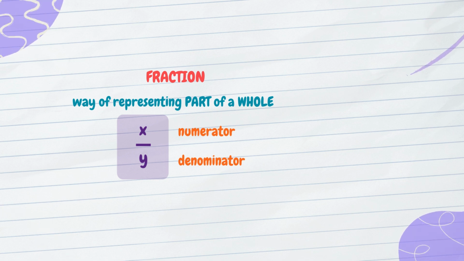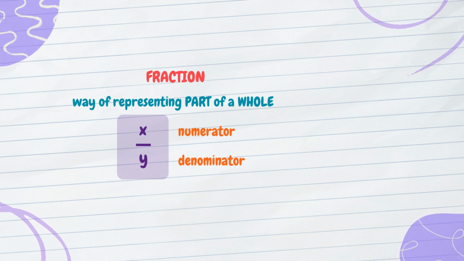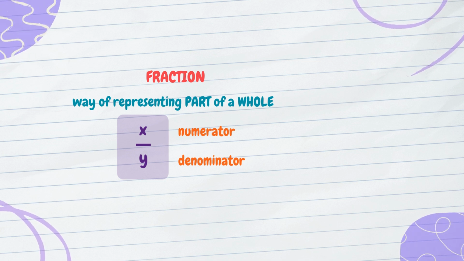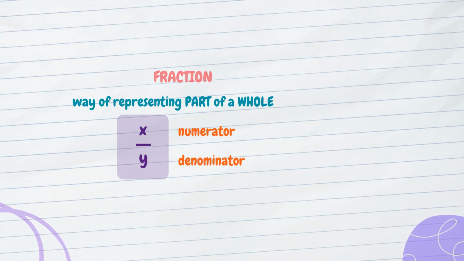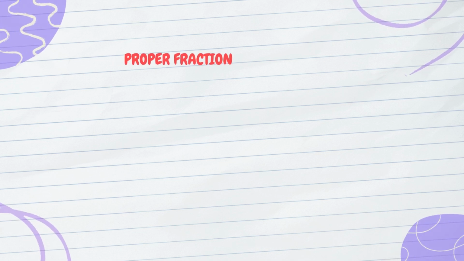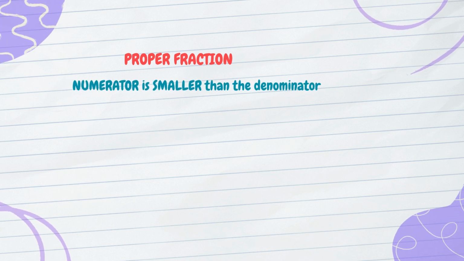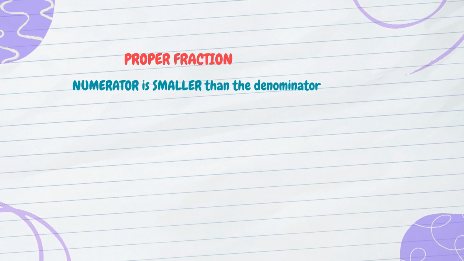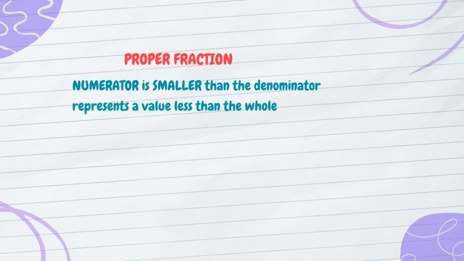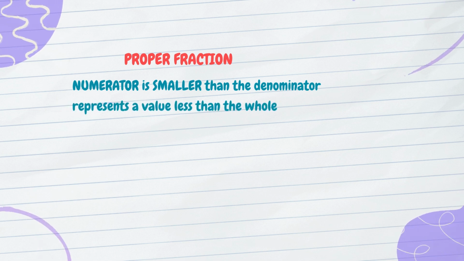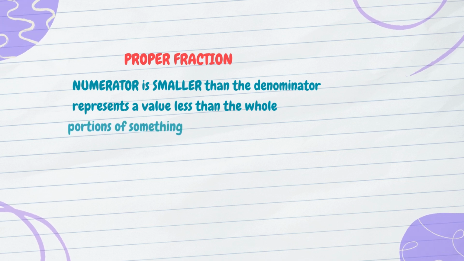There are three main types of fractions: proper fractions, improper fractions, and mixed fractions. Let's break them down. First, proper fractions. A proper fraction is a fraction with a numerator that is smaller than the denominator. This means the fraction represents a value less than the whole. Proper fractions are used when we're talking about portions of something.